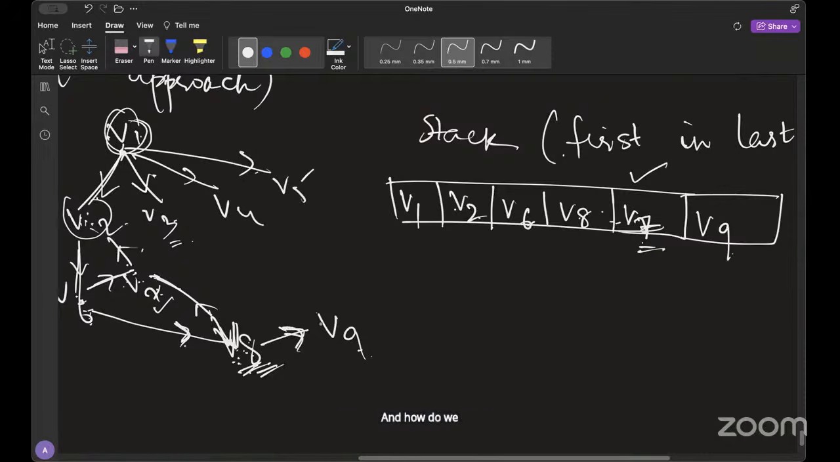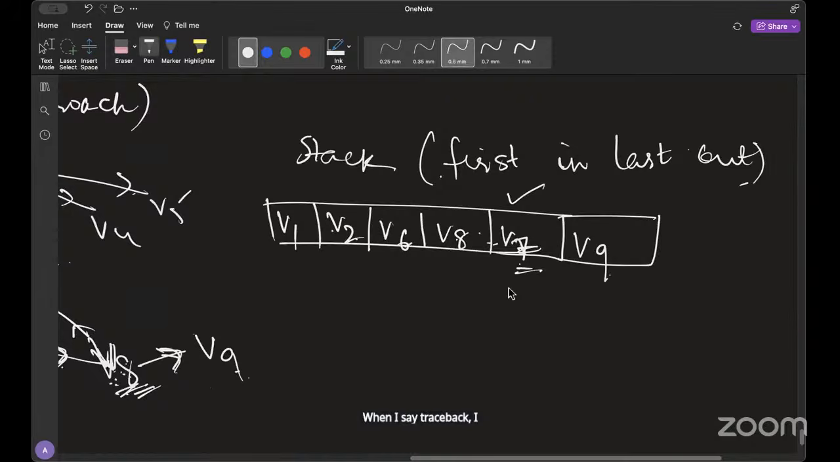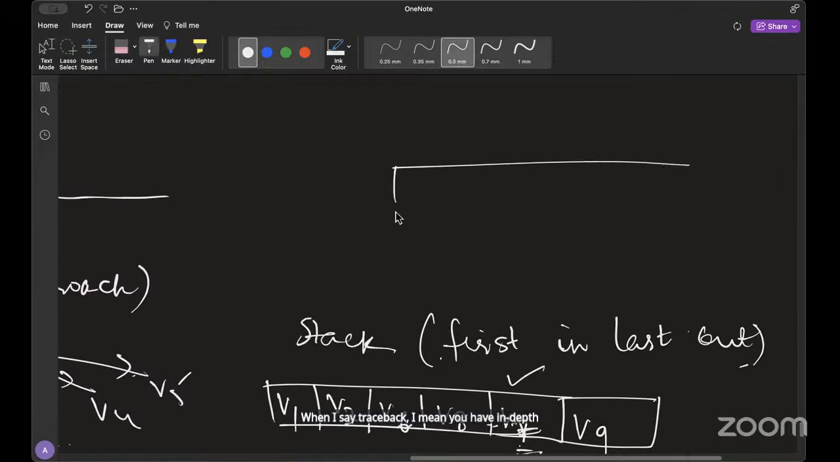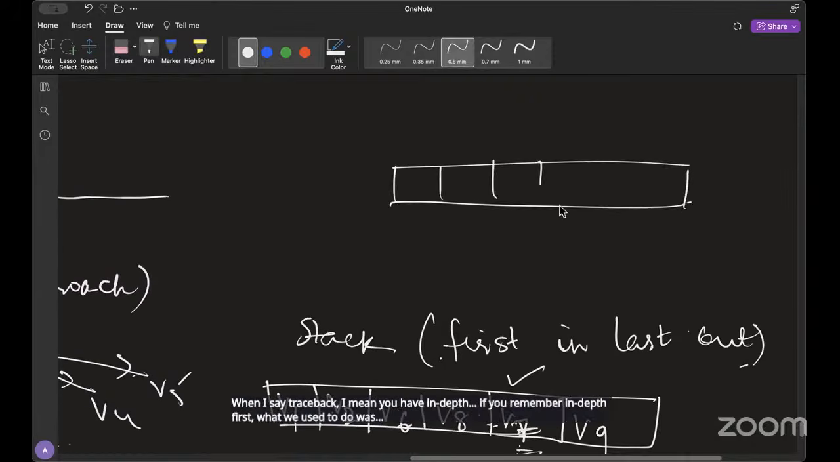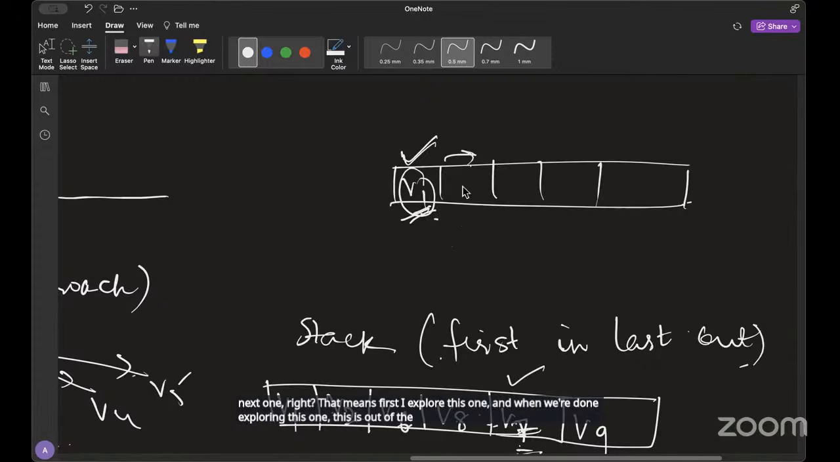And how do we trace back to V8 even though the arrow sign isn't in that direction? Trace back as in you have to go back here. That's why we say we're not using this tree to trace back. When I say trace back, I mean you have in depth. If you remember in breadth first, what we used to do was, if this vertex entered first, then first I tick this out, then I move to the next one, right? That means first I explore this one, and when we're done exploring this one, this is out of the queue, then we do this one. Then we do this one.